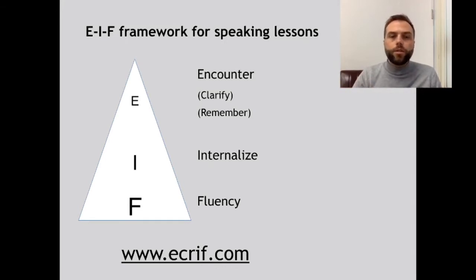So what we've done here is simplified it and broken it down into 3 stages. At the beginning you have the encounter stage, in the middle you have the internalize stage, and at the end you have the fluency stage. It's presented here in a triangle for various reasons. The main focus is on the F stage, unlike PPP where the main focus is on the middle, during stage. The framework has this triangular shape moving towards the main focus and student-centered teaching at the end.